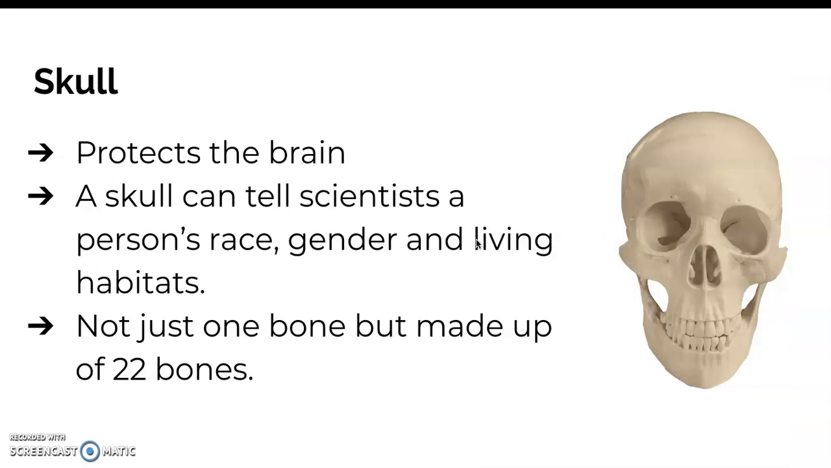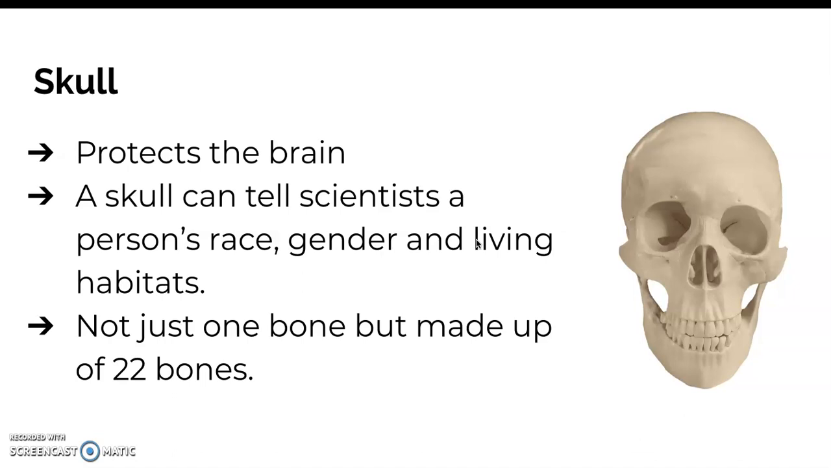The skull protects the brain and all the nerves that go through your head to your spine. A fun fact is that a skull can tell scientists about a person's race, gender, and living habitats. This isn't only applied to people: all mammals have skulls, so scientists can tell exactly what mammal it was and how long it lived. For people, they can tell gender, race, and things like that just by studying the skull.